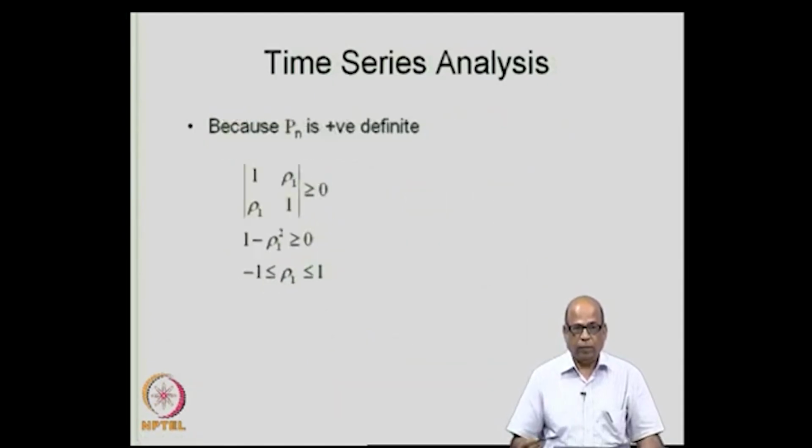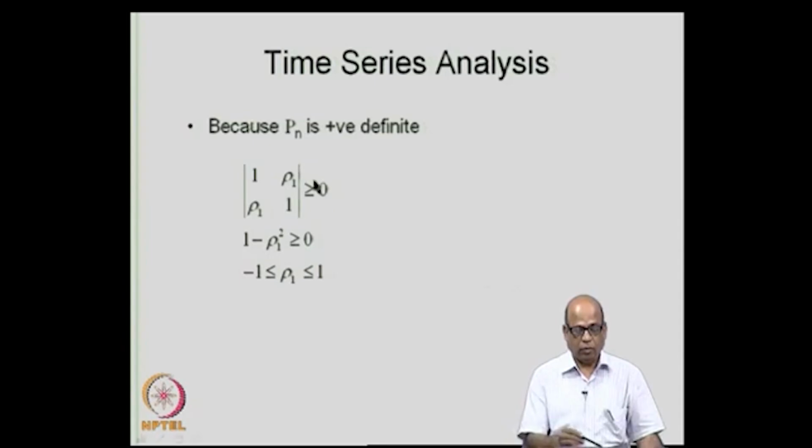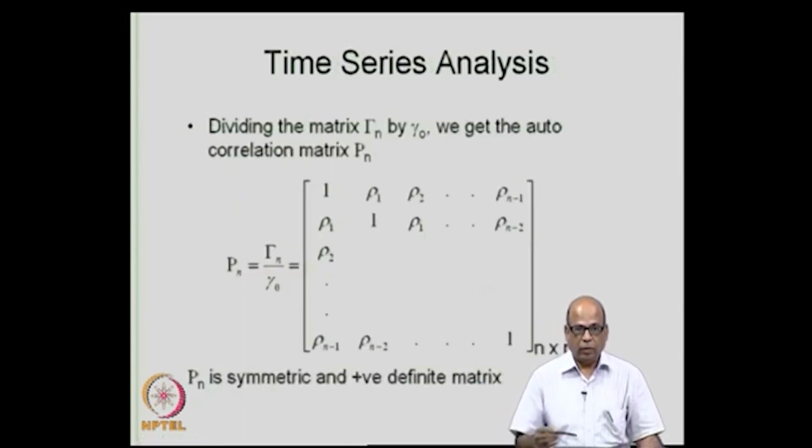If you look at the 2 by 2 minor, that is 1, rho 1, rho 1, 1, the determinant of that should be positive, because P n is a positive definite matrix. That turns out to be 1 minus rho 1 square must be greater than or equal to 0, and this indicates that rho 1 has to lie between minus 1 and plus 1. We use the fact that P n is a positive definite matrix subsequently when we do time series analysis, and then generate several conditions from it.